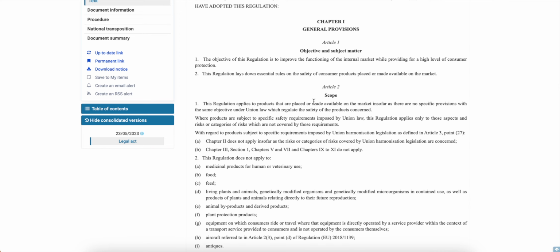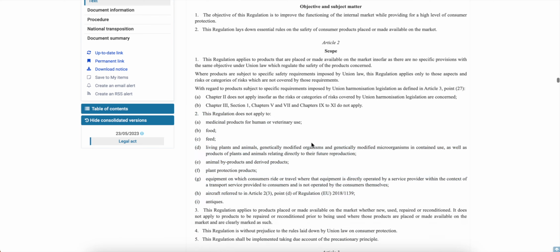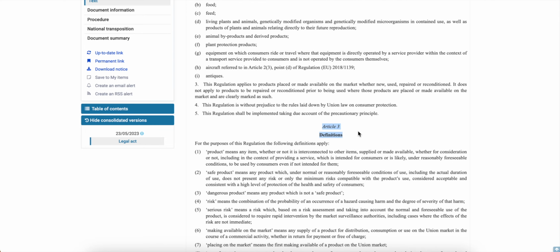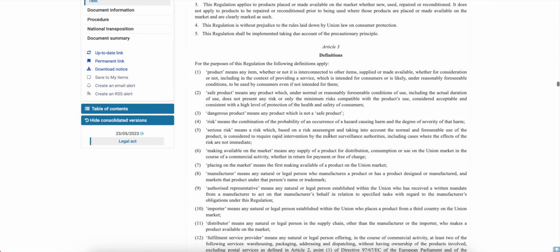Now, in Article 2, you can find a list of products and categories that the regulation does not apply to. Scroll down to Article 3, find definitions. I will not go into detail and explain each of these. That would take too much time.